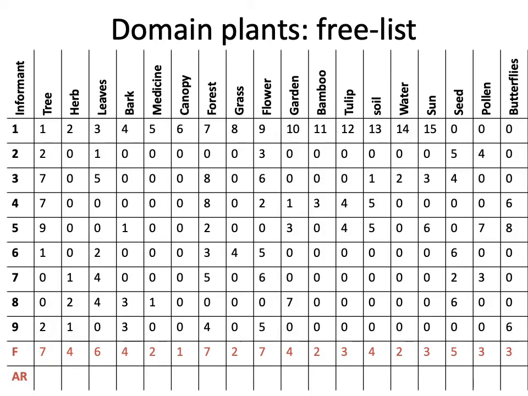If you have asked people to free list or to mention all the trees, herbs, leaves, barks, medicine, or canopy, forest, whatever they know, then you get a matrix. For every informant in the left column, you get numbers. I know 12 species of tulips and 11 species of bamboo, says informant 1. And so you go on. There are also informants that do not know any tree or any type of seed. So this is the matrix that you use, and then you start using computer programs to provide visual images.